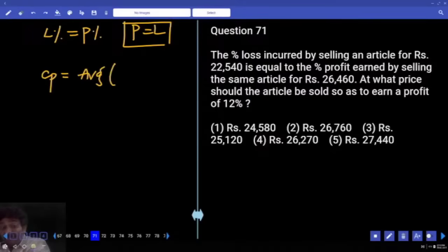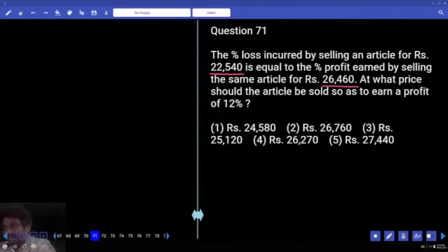If this is the condition, how do you get the cost price? It is the average of the selling prices, correct? We were given selling prices 22,540 and 26,460. Let's calculate the average. 22 plus 26 is 48. What is the average so far? 24. Then 540 plus 460 is 1000. Average is 24,500. This is our cost price.